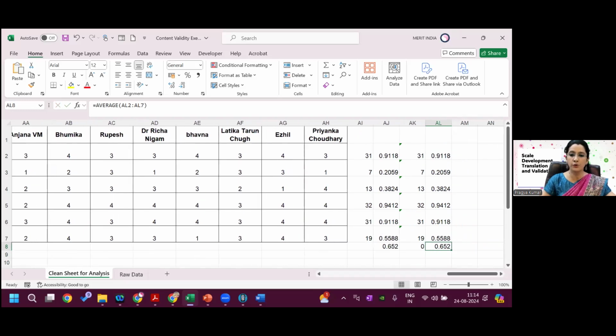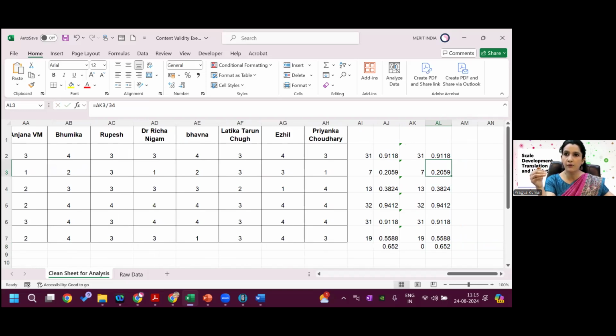So what you will do, you will delete these items. You will not take item 2, item 3, and item 6. You remove these and then calculate again. Your overall scale reliability will improve, and the item-wise content validity index, CVI, will also improve. So now, have you understood how it has to be done?